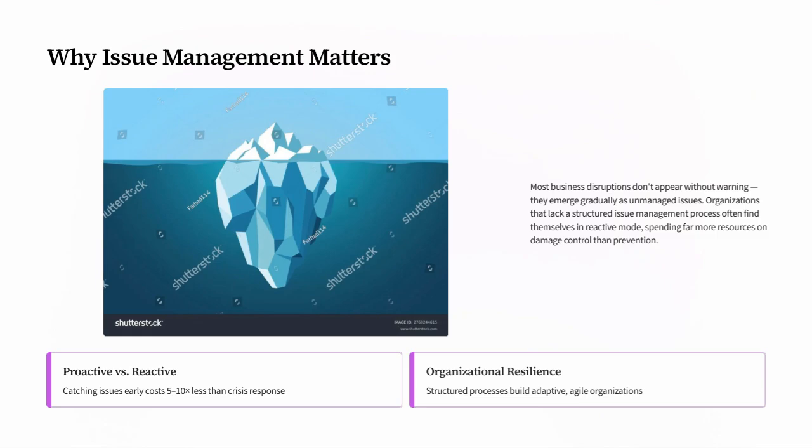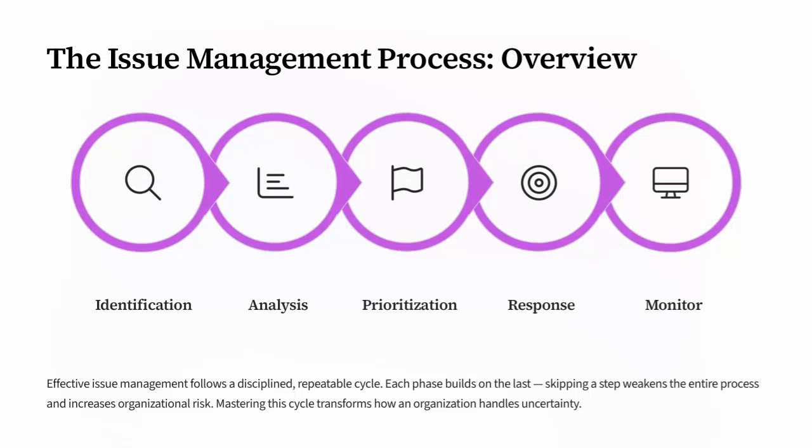Effective issue management follows a disciplined, repeatable cycle, moving from identification to analysis, prioritization, response, and ongoing monitoring. Each phase builds on the one before it. First, we recognize and understand the issue. Then we determine its importance, decide how to respond, and continue monitoring so conditions do not go unnoticed. Skipping any step can weaken the entire process and increase organizational risk. When this cycle becomes a consistent practice, it transforms how the organization handles uncertainty and supports more deliberate decision-making.